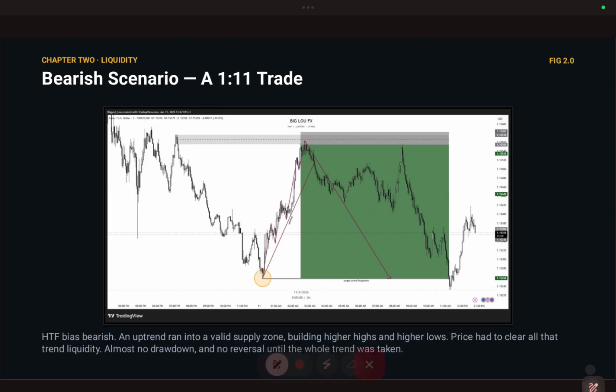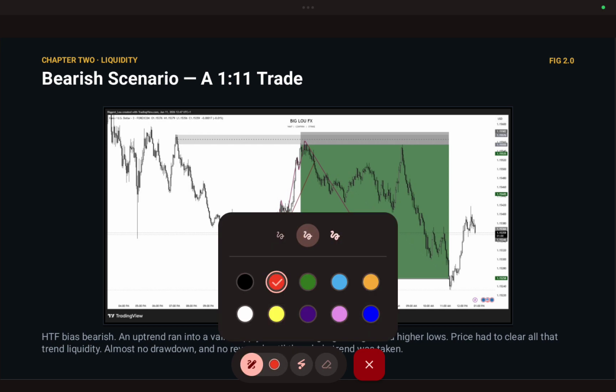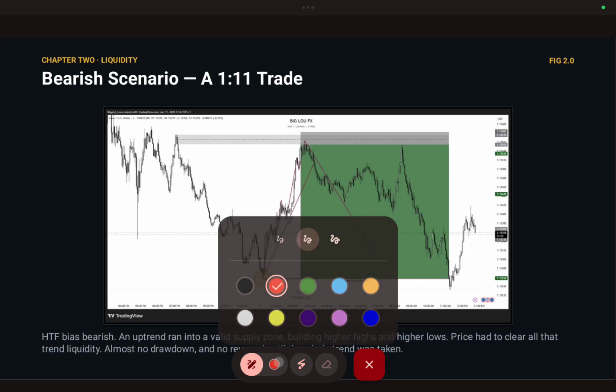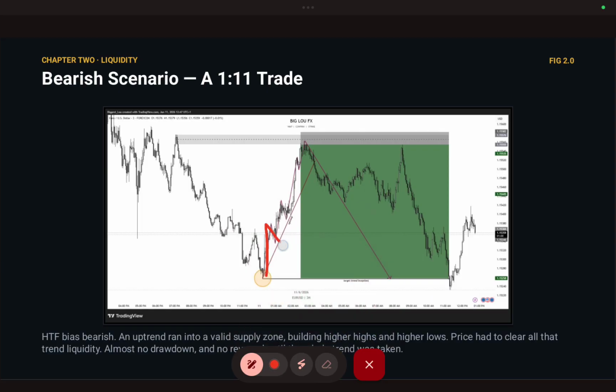Let's mark it. It was building what? Higher highs. Sorry, let me clear this. I need to make this a little bit bigger so I can see it clearly. All right, it was building higher high, higher low, higher high, higher low, higher high, higher low, and then it mitigated the supply.